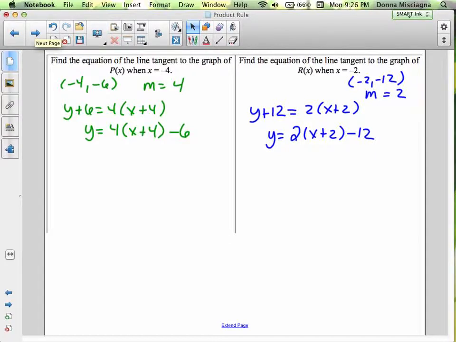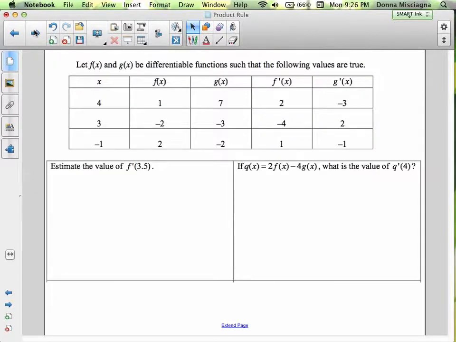Lots of good tying back to what the derivative is, and lots of nice solving in this lesson. All right, so let's deal with the table. We got like about 4 of these. So let f of x and g of x be differentiable functions such that the following values are true. All right, so we got x values, right? And then here we're evaluating the function f of x, g of x, and then we got f prime of x and g prime of x.